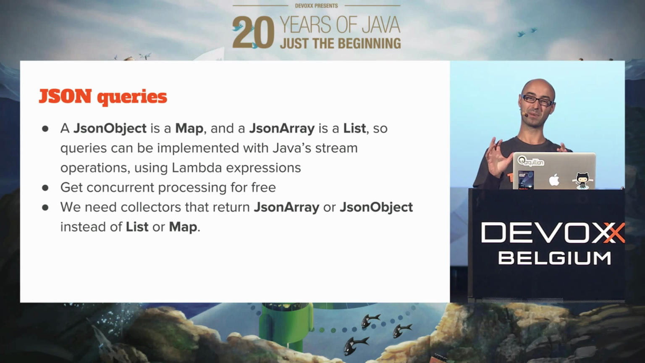We basically implemented collectors to do some magic with the streams. And I think it's quite interesting because with the streams you get concurrent processing for free. So you are able to run queries on big JSON objects in parallel, without implementing anything new.